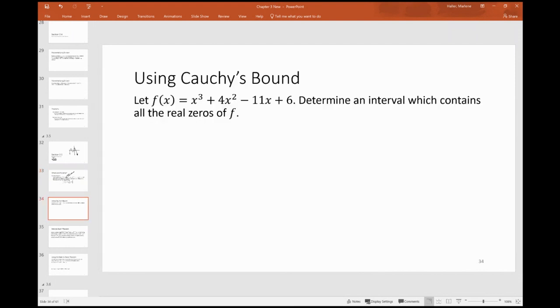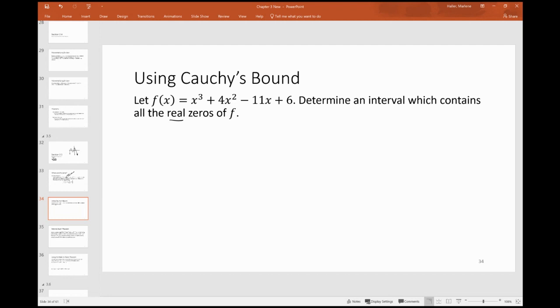So if we have the polynomial f of x equals x cubed plus 4x squared minus 11x plus 6, let's see if we can find the interval within which all the zeros of f of x will be, or the interval that contains all the real zeros of f. We're only going to deal with real zeros in this section. We'll talk about complex zeros or imaginary zeros involving imaginary numbers in the next section.